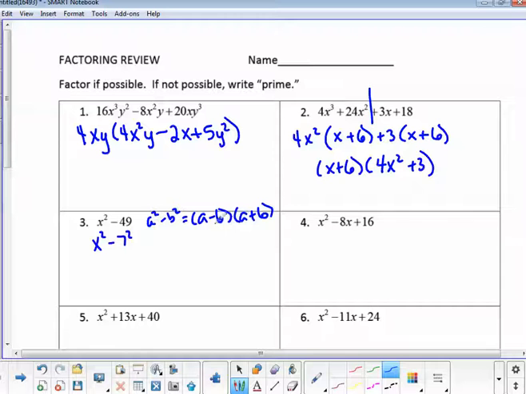So that means in my pattern, everywhere you see a, you write x, and everywhere you see b, you write 7. x minus 7, x plus 7.